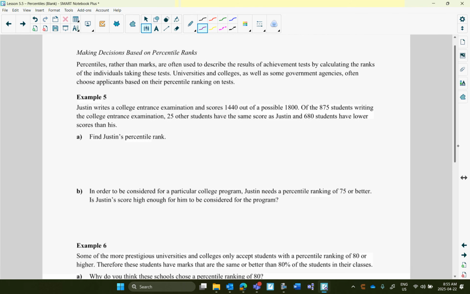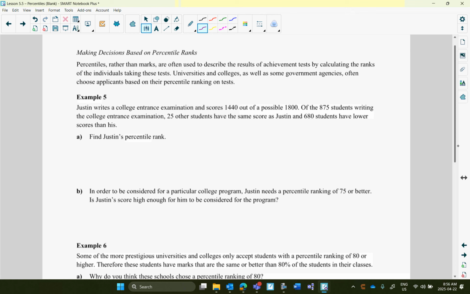So we use percentiles to make certain decisions. One such area where it's used is college entrance exams, where you have to score a certain level or a certain percentile in order to be considered for admission to some institution. So in this example, Justin writes a college entrance exam, scores 1440 out of a possible 1800. Of the 875 students writing the college entrance exam, 25 have the same score as him, 680 have a score lower than his.